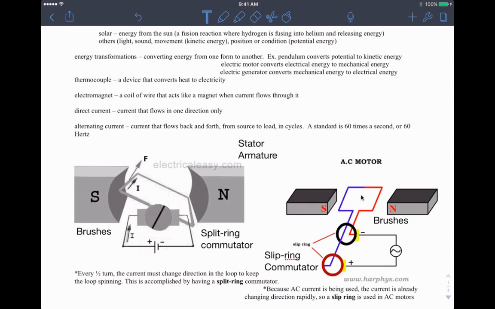Hi, Science Nines. I want to now go through the notes explaining electric motors, and as well, I want to talk about power and efficiency. So, to start with, I've added some terms already, which you can add to your notes if you want.